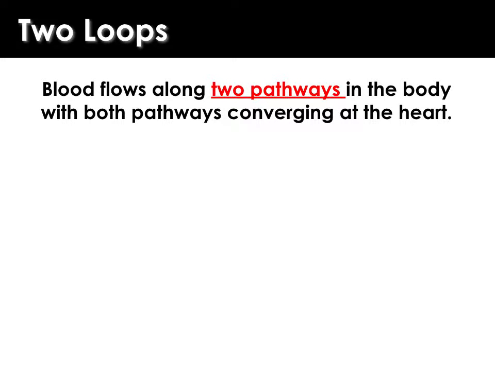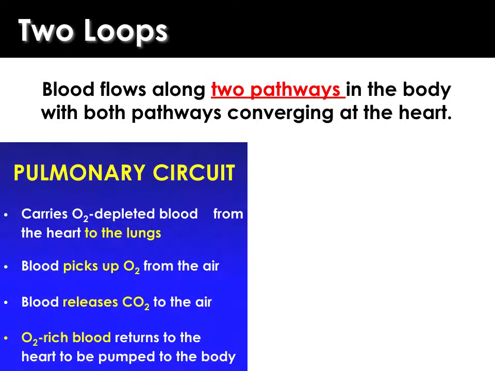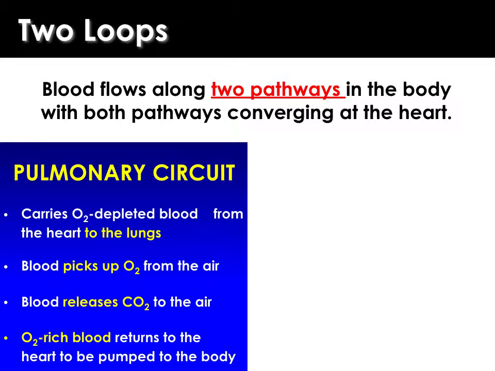Blood will flow along two pathways in the body, and both of those pathways will converge at the heart. The first pathway is called the pulmonary circuit. This carries oxygen-depleted blood from the heart to the lungs. Blood will pick up oxygen from the air and release carbon dioxide to the air. Oxygen-rich blood will then return to the heart to be pumped to the body.